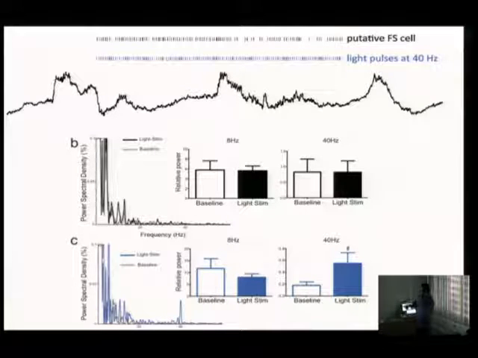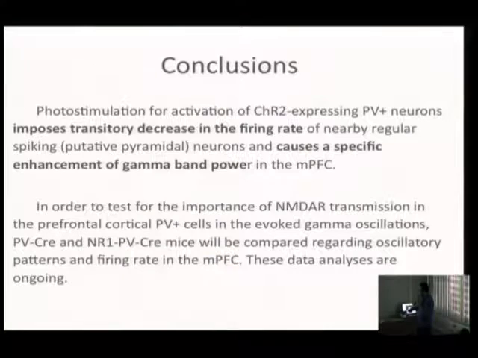But with the channelrhodopsin injected animals, there is a robust enhancement of 40 Hz oscillations when you apply 40 Hz. So you can see here power spectral density around 40 Hz. So photostimulation for activation of channelrhodopsin expressing PV neurons imposes transitory decrease in the firing rate of nearby regular spiking, putative pyramidal neurons, and causes a specific enhancement of gamma band power in the medial prefrontal cortex.